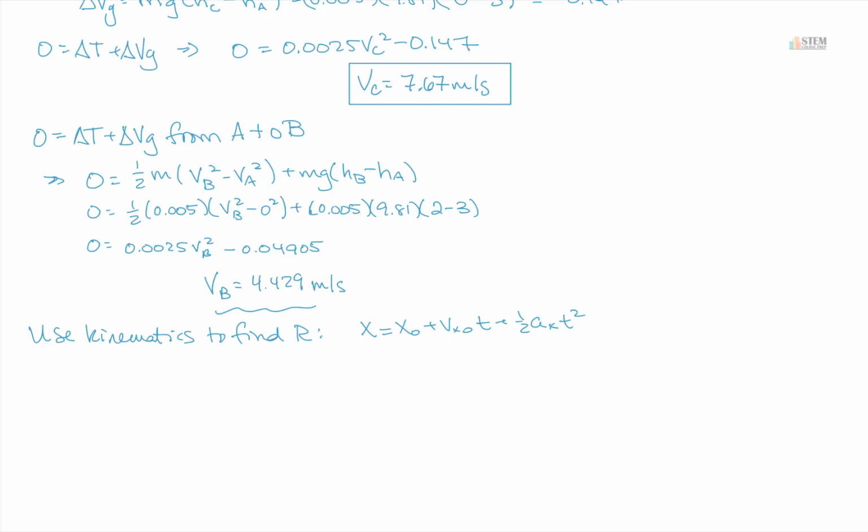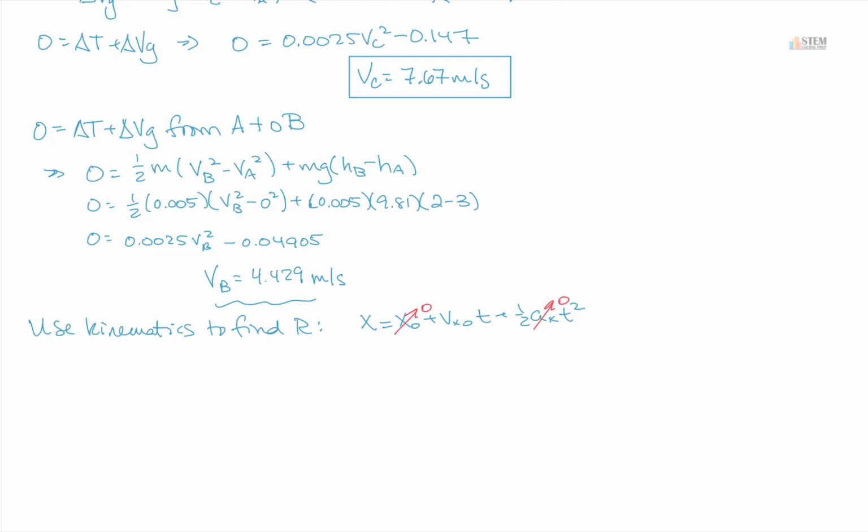Now obviously some of this cancels out. ax is going to be 0 because we're not paying attention to any air, wind resistance, anything like that. x0 is going to be 0, because we're going to assume right when it comes out of the tube, that's our starting point. And then x, the final x, is going to be R. So we're going to have R equals the initial velocity in the x direction, which remember is this, because it's not coming out with an angle or anything, so that velocity is all in the x direction. So we're going to have 4.429 times t.